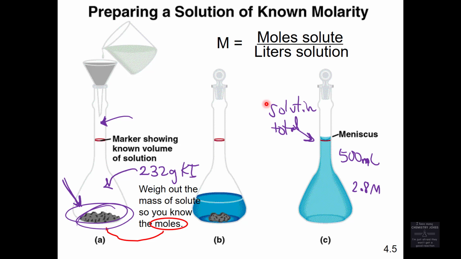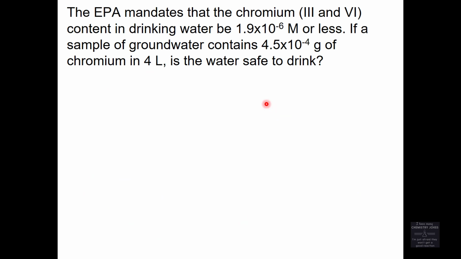It's 500 milliliters of total solution volume. You would have too much volume if you added 500 milliliters of water to that. Okay. The EPA mandates that the chromium-3 and chromium-6 content in drinking water be this concentration or less. If a sample of groundwater contains this much chromium in 4 liters, can you drink that water?